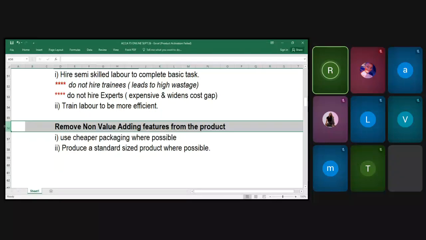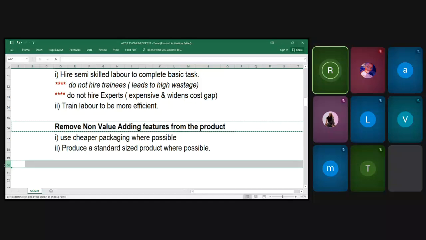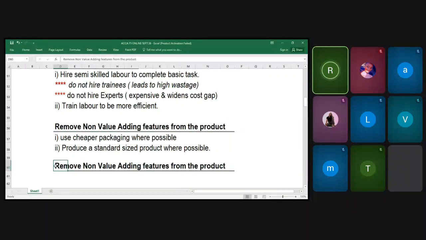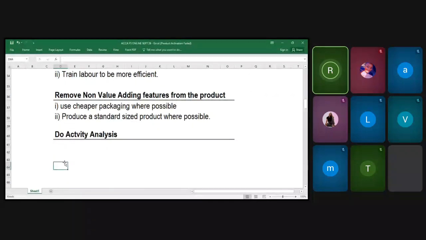Another item that can be used for closing the cost gap is to do activity analysis. So you are going to study the activities that you undertake in order for you to produce the product.